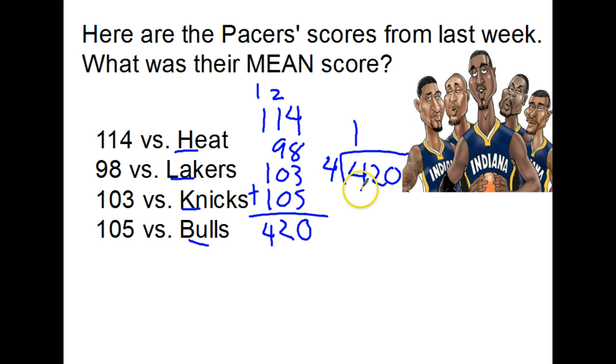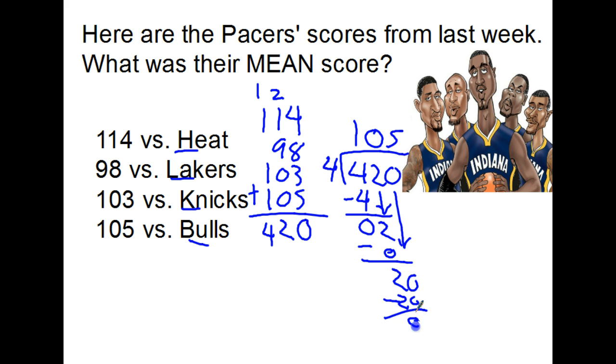4 divided by 4 is 1. 1 times 4 is 4. Bring down my 2. There are no 4s in 2. But now I'm going to bring down my 0, and there are 5 4s in 20. So the mean score for the Pacers was 105 points. And if you look back at the scores, one time they scored exactly that, but they did score over it, and they did score under it.